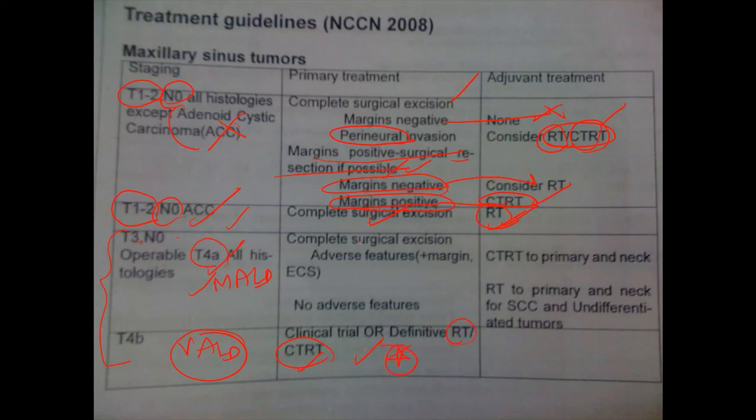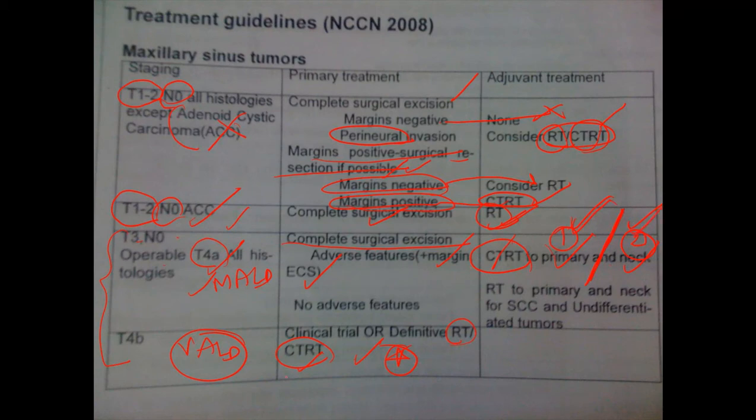Whereas for T3, you can go for complete surgical excision. If margins are positive or extracapsular spread is positive, you have to go for chemotherapy and radiotherapy post-operatively, to the primary and also the neck. So when you have got the tumor, you have to treat the primary and also the neck nodes. This is a bit higher level for you, but I'm just telling the concept and not going into details.